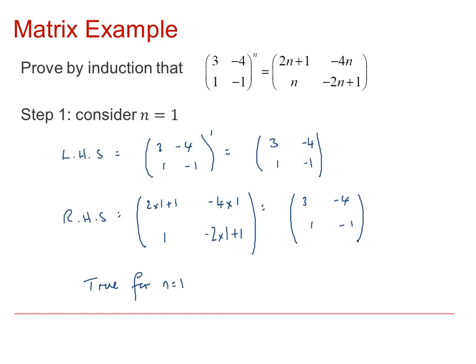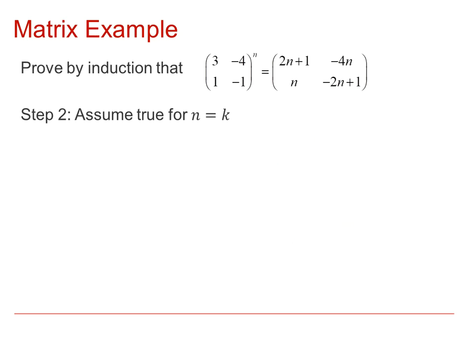Once we've done the basis step, we've then got to move on to the inductive step, which says that we assume that it's true for n equal to k. In other words, we have that (3, -4; 1, -1) to the power k is equal to (2k+1, -4k; k, -2k+1).